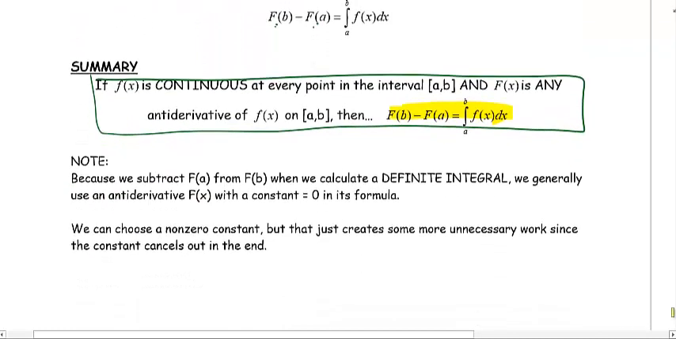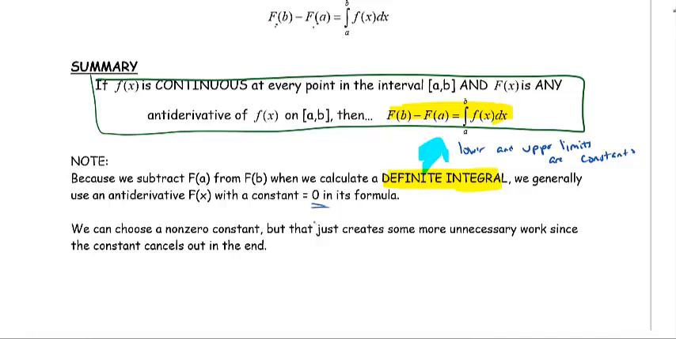Just a note, because we subtract F of a from F of b when we calculate the definite integral. Oh, by the way, this is called the definite integral. A definite integral is one where the lower and upper limits are constants. Okay? We generally use an antiderivative F of x with a constant equal to 0 in its formula. We'll talk more about why we don't need that plus c and why it's equal to 0 later on when we actually do some of these definite integral calculations.